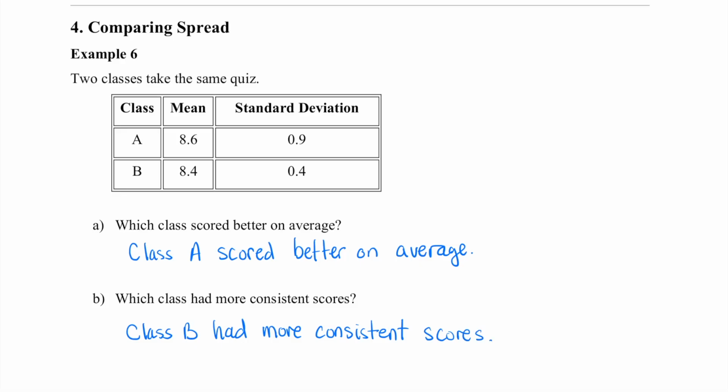Notice that the answers to parts A and B are not the same. Class A had the higher average score, but Class B had the more consistent scores. Those are two different ideas. The mean tells us about the center of the data. The standard deviation tells us about the spread of the data. When comparing data sets, it's often important to look at both.